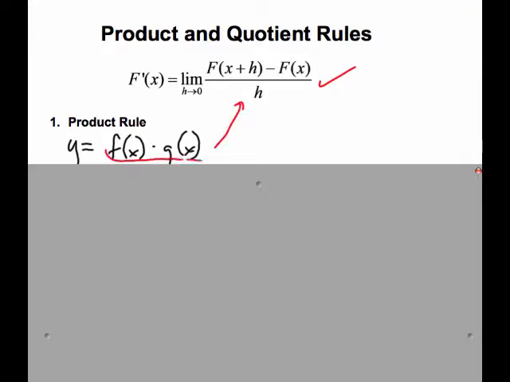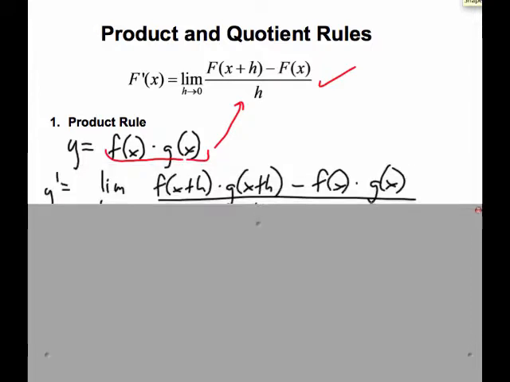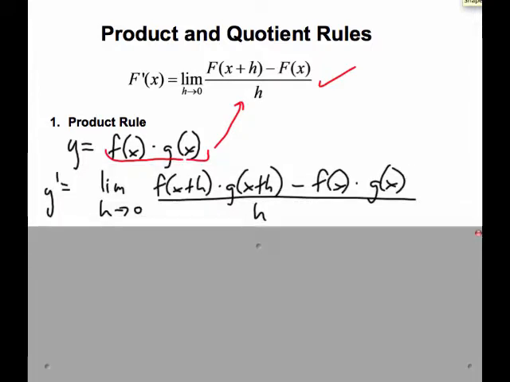This is our big function F of x together. And so the derivative of that would be big F of x plus h minus big F of x, all over h. So our job now is to reorganize this into something that's recognizable but becomes simpler.